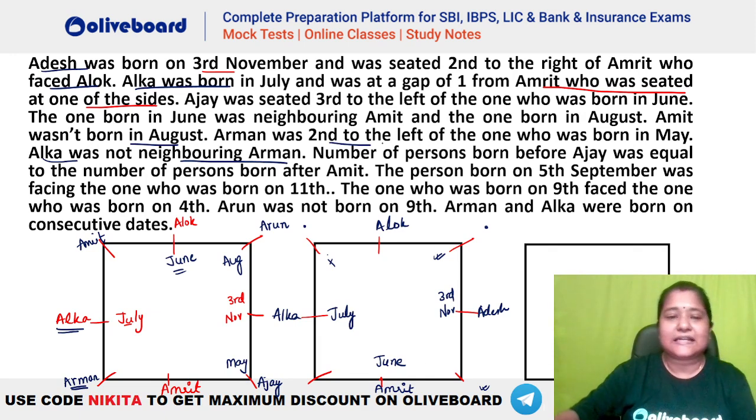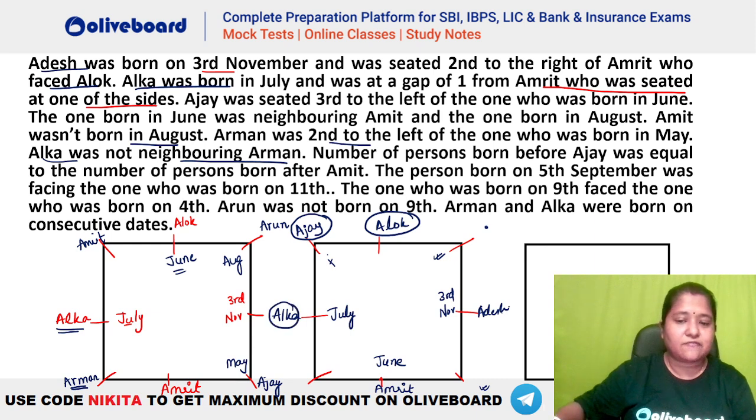Now let's look ahead. You can see Arman was second to the left of the one born in May, and for June, what was given? Ajay is third to the left of June. So if June is this, you can see Ajay has to be this. This person will be Ajay. So we have found Ajay, we have found Alok, we have found Alka, we have found Adesh, right?